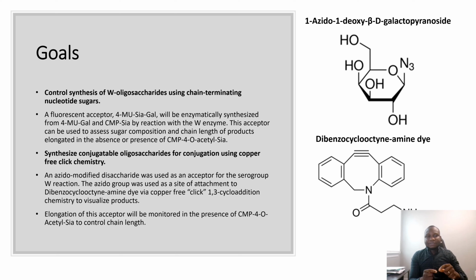The other method involves using the copper free click chemistry, which I said before, which means an azido modified disaccharide was used as an acceptor for the cell group W reaction, and then this azido group was used as a site of attachment to dibenzocyclooctyne amine dye via the copper free chemistry. The goal is for us to see if we can reduce the elongation using a potential competitive enzyme inhibitor, which is the CMP-4-O-acetylcysteine, to control the chain length. These are the structures of the acceptor and then the dye as well.